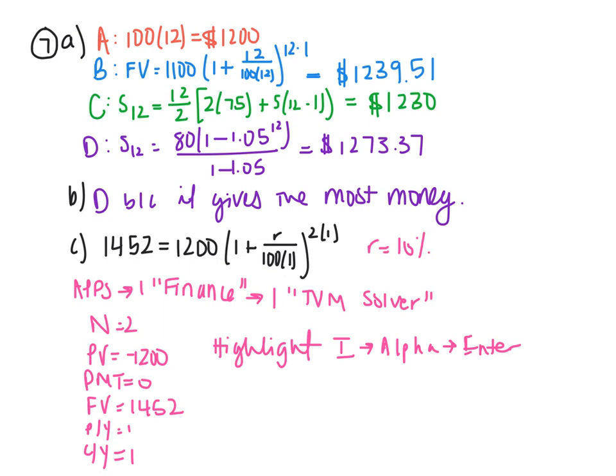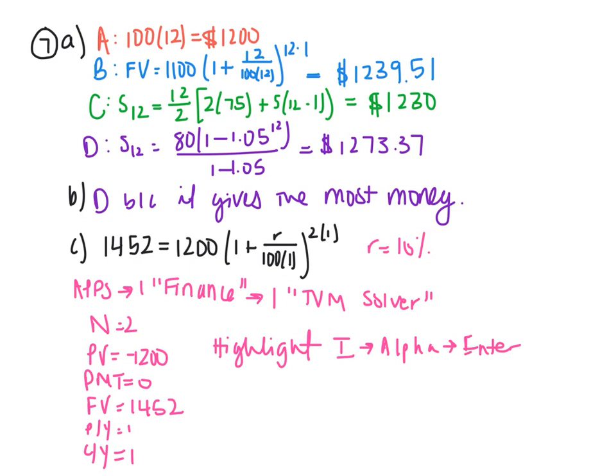So for option A, she just gets $100 a month for 12 months, so 12 times 100 would just be 1,200. Option B is a compound interest, so remember this is on your formula booklet. So her future value is equal to her present value of 1,100 times 1 plus the interest rate, which they say is 12%, divided by 100 times how many times a year it's compounded. It's compounded monthly, so that would be 12. Raised to the times of year it's compounded times how many years, so 12 times 1. So she would end up with $1,239.51 at the end of the year.